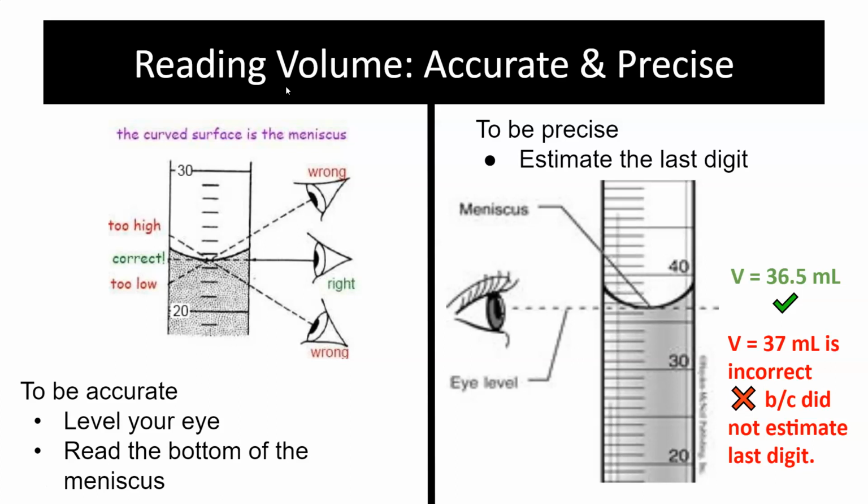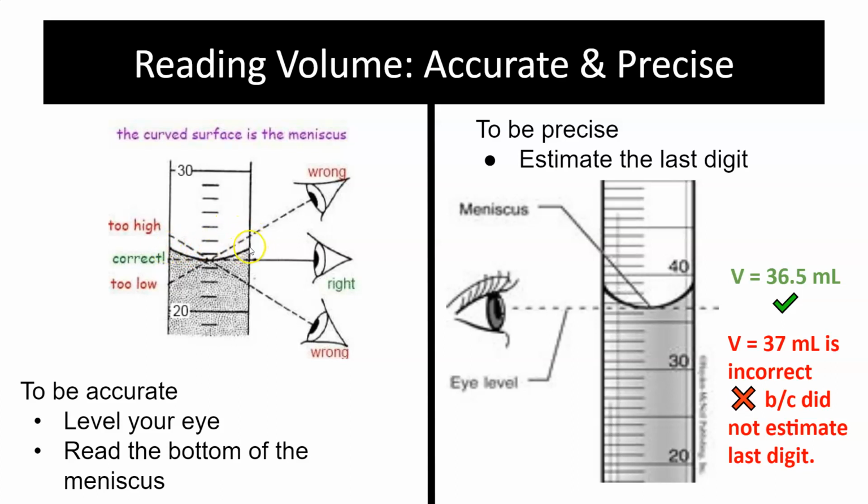All right, so how do you measure the volume? You need to be accurate and precise. So let's start with being accurate. When a liquid is placed in a graduated cylinder, it forms a curve called a meniscus. With water, it curves down. Now, some liquids actually curve up and some are sort of flat.